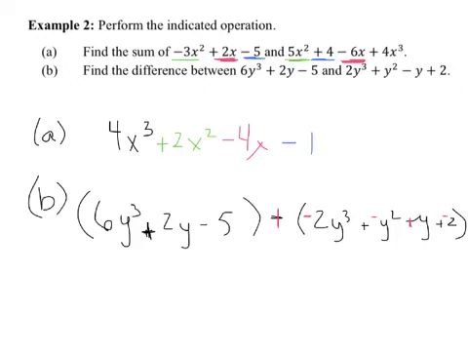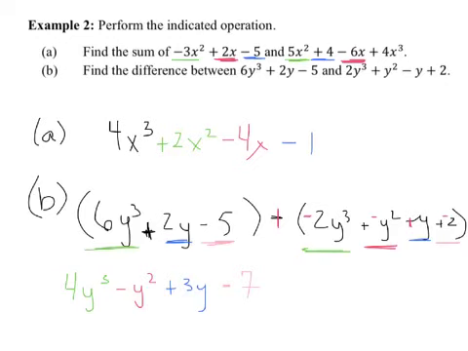So we're going to start with a 6y cubed and a negative 2y cubed, giving us 4y cubed. Then we see that we only have a negative y squared by itself, so that negative y squared comes next. After that, we have 2y and a positive y, giving me 3y. And then finally, we've got a negative 5 and a negative 2, giving negative 7. Okay? So again, when you have a problem where you're subtracting polynomials, please add the opposite. Write that down if that didn't click right away: adding the opposite.